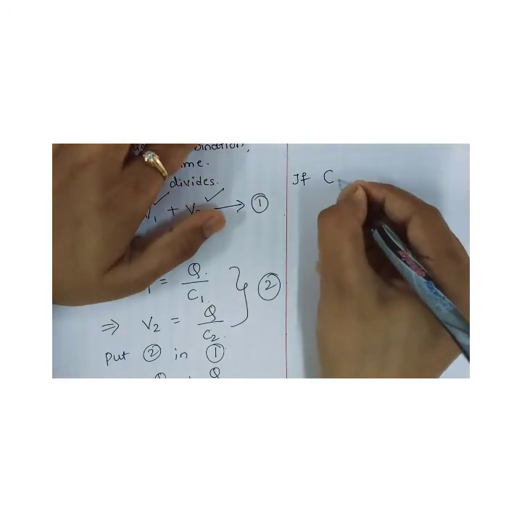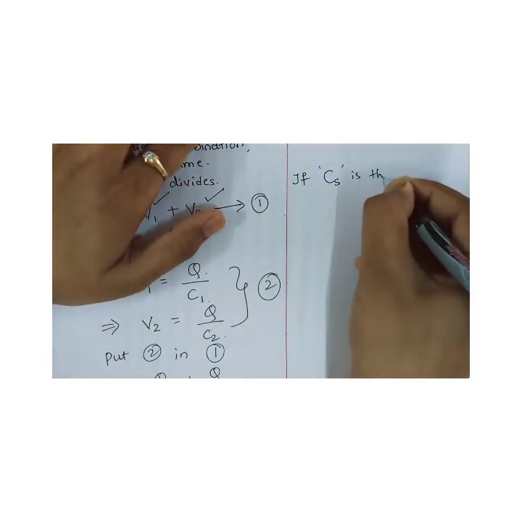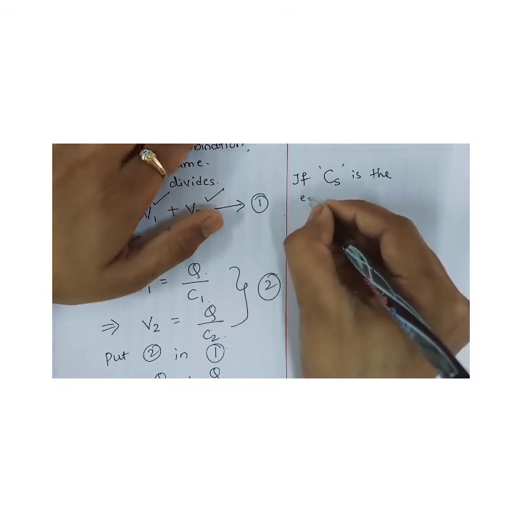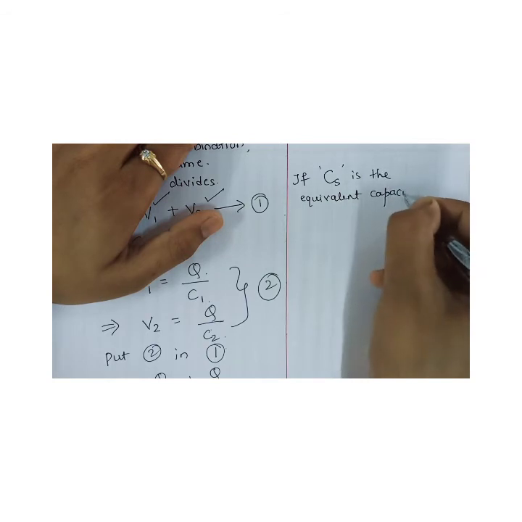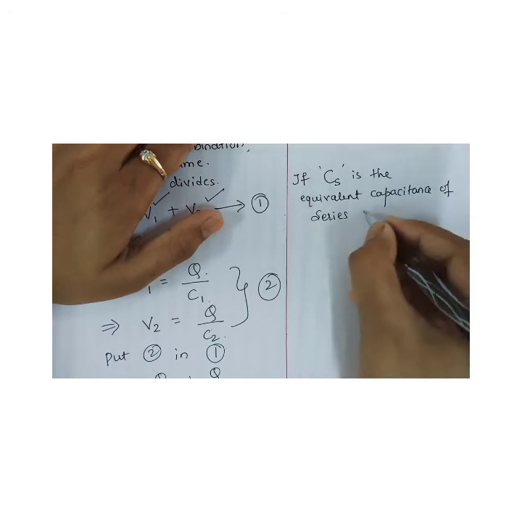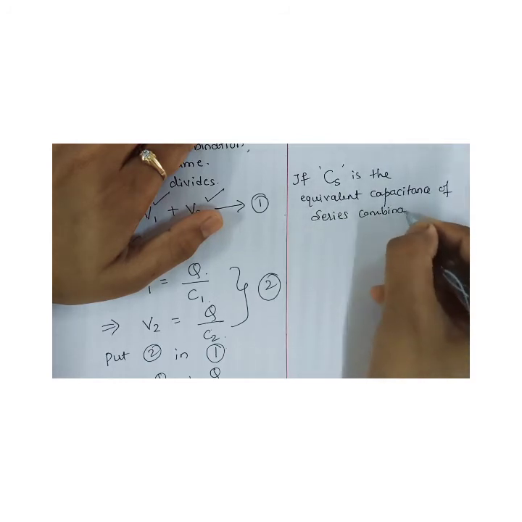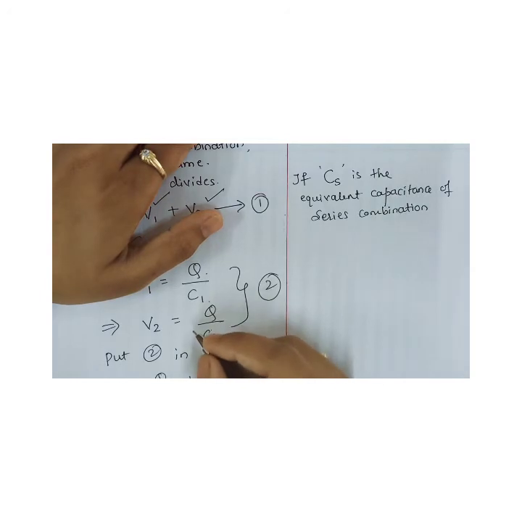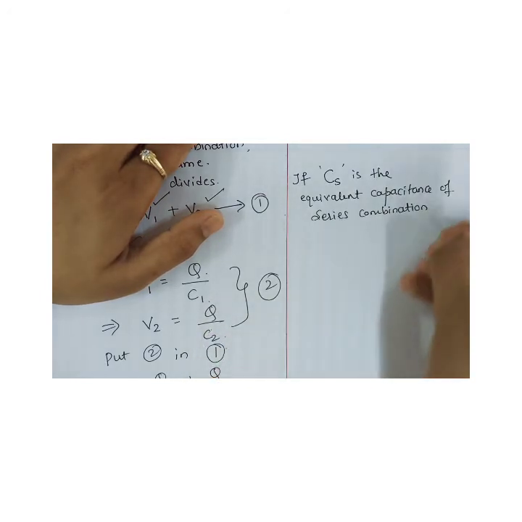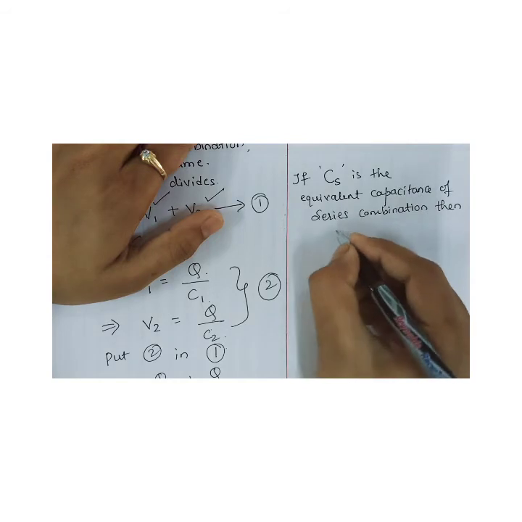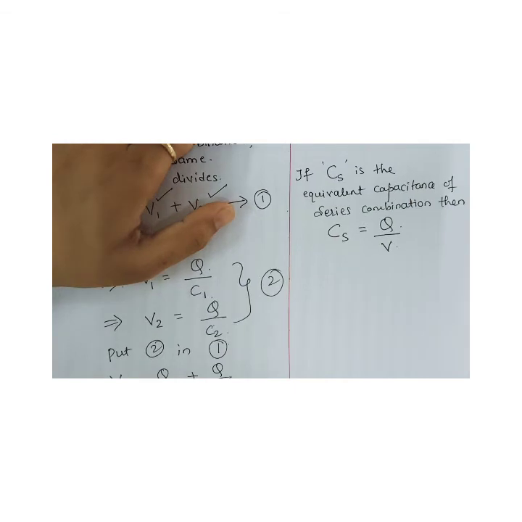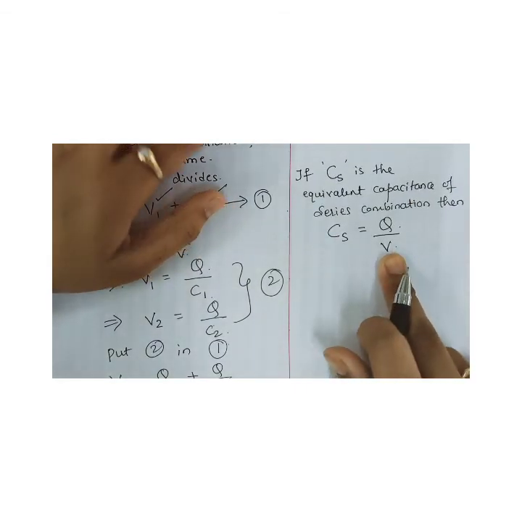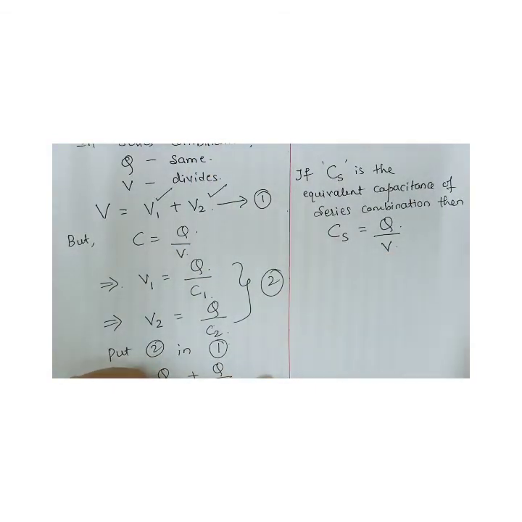If Cs is the equivalent or effective capacitance of the series combination, then what will Cs equal to? Q by V, isn't it? This V is what? V1 plus V2. I hope you can understand this.